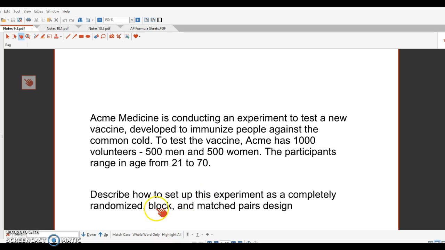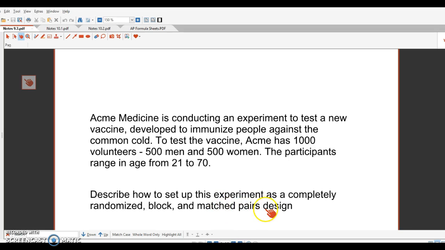Block would be, for instance, where you could separate men versus women if you think they're going to have different responses to this vaccine. Or instead of men versus women, you could block by age. For instance, young people versus middle-aged people versus older people, if you thought that would have the most effect on how they would respond to this vaccine. Any of those options could be considered block design.